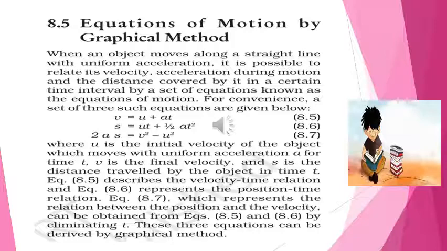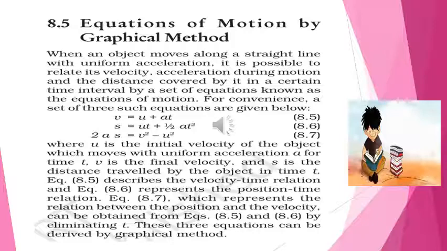V is the final velocity, S is the distance traveled by the object in time t. The first equation describes the velocity-time relation, and equation 8.6 represents the position-time relationship, because there is a time and the distance is there. The 8.7 equation, which represents the relation between position and velocity, can be obtained from equations 8.5 and 8.6. Mathematically, if we solve these two equations, we will get the third equation which relates the position and velocity.